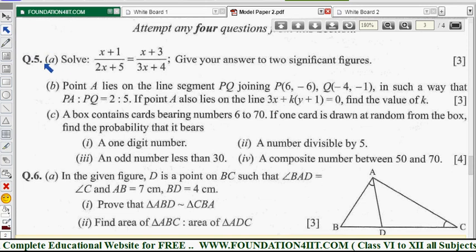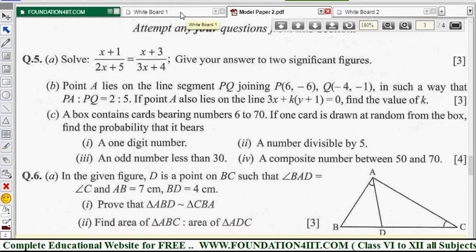So let us see question number 5. In this first one, there is an equation we need to solve. Once it is converted to a quadratic equation, we can solve it using the quadratic formula. The equation is (x plus 1) by (2x plus 5) is equal to (x plus 3) by (3x plus 4). So let us take this given equation and solve it into a quadratic equation first.